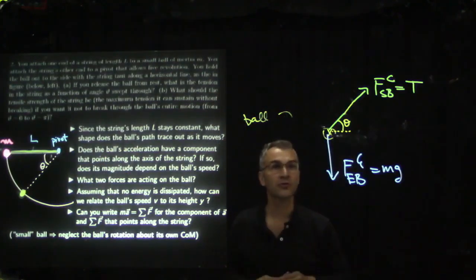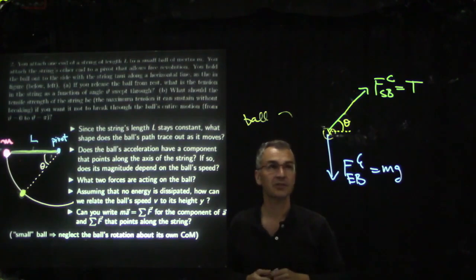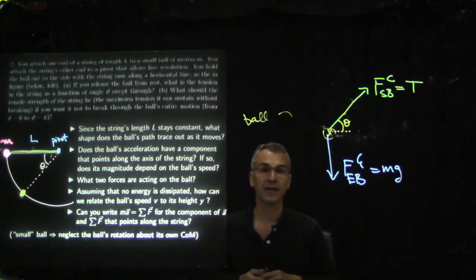So there are only two forces acting on the ball. One of them is gravity, which points down, and we know its magnitude is just the weight of the ball, and the other one is the tension in the string. So the force exerted by the string has to point along the axis of the string. It's a so-called axial force.